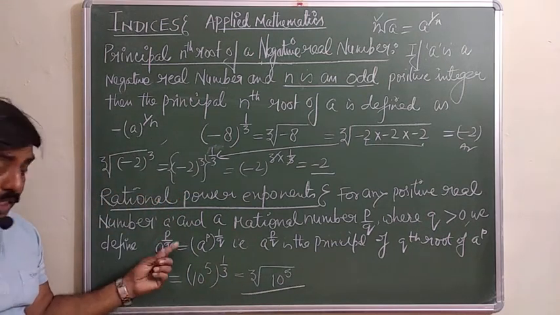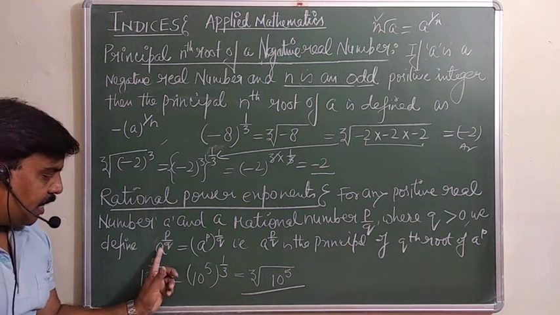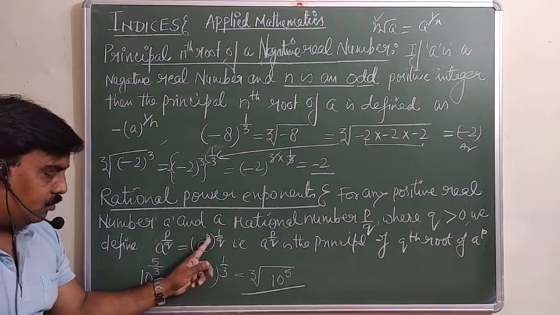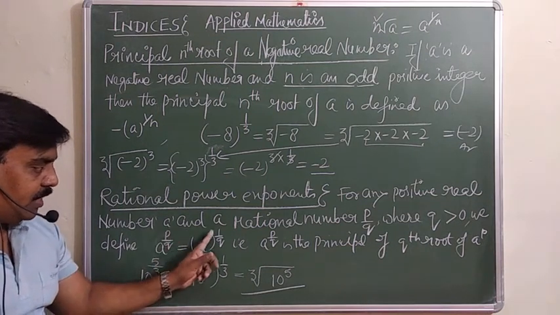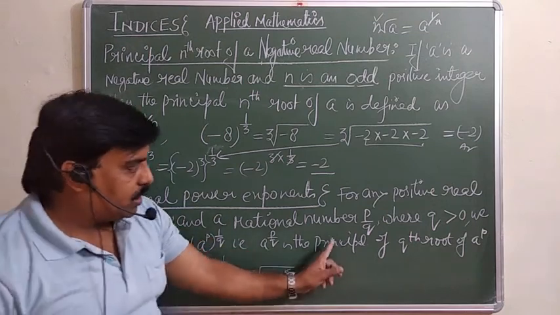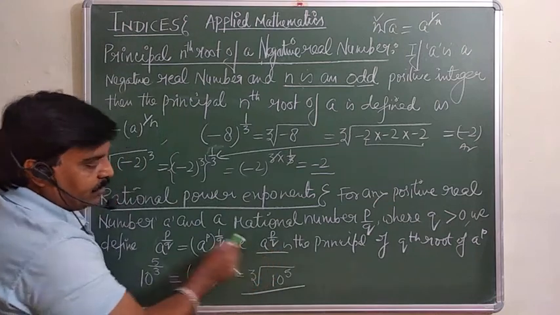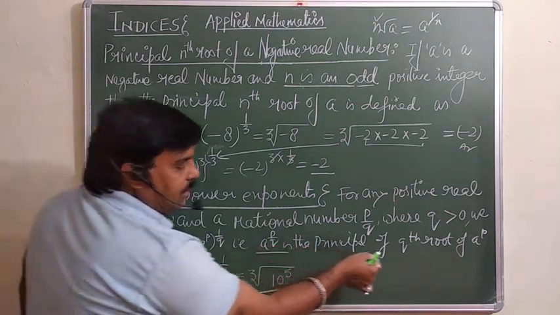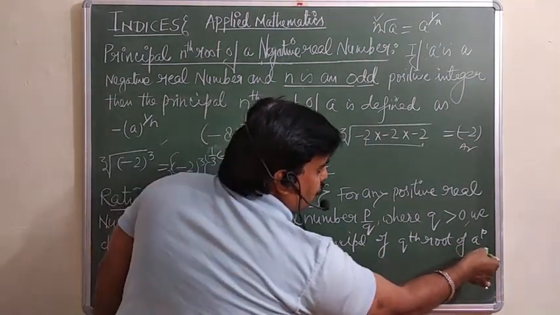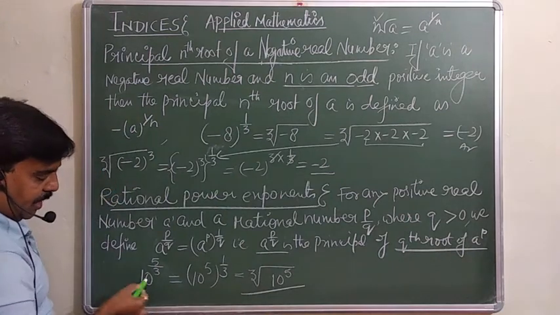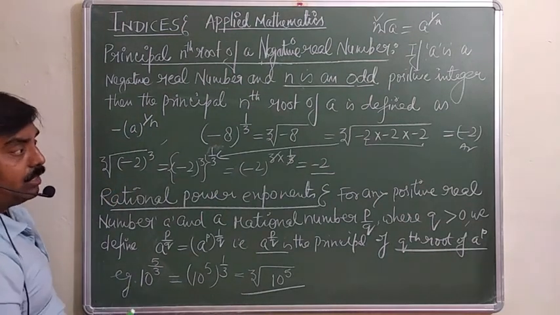So if a raised to power p over q is there, that can be written as a raised to power p, the numerator comes here, and 1 over q gives the qth root. So a raised to power p over q means the principal qth root of a raised to power p. Like here, this is the example you can take. Have a look.